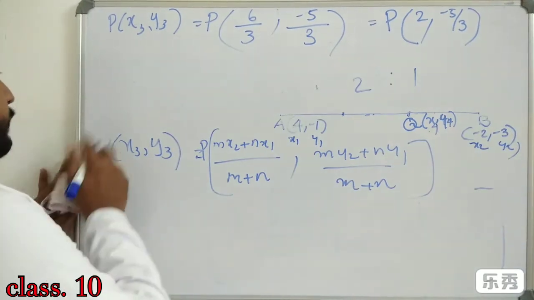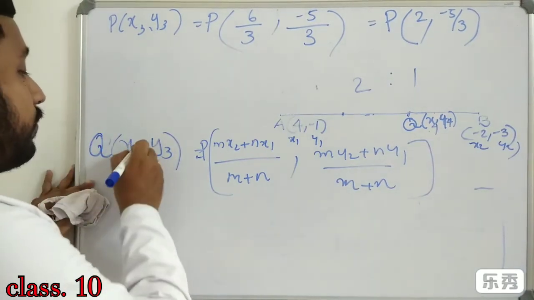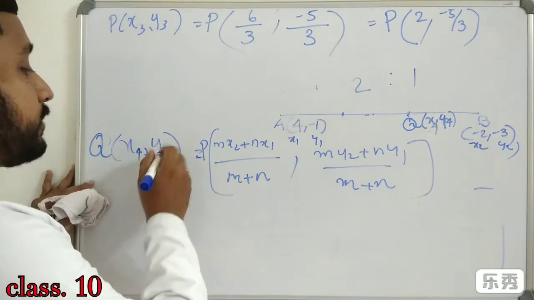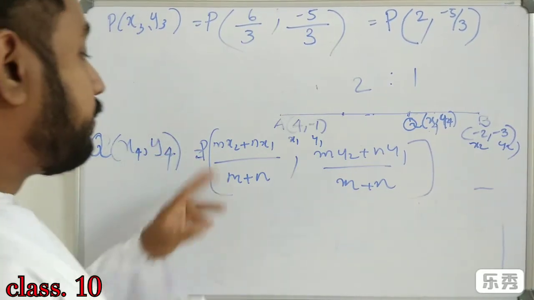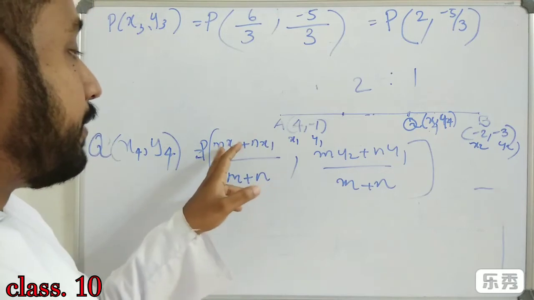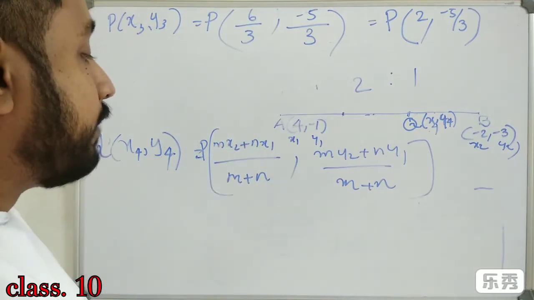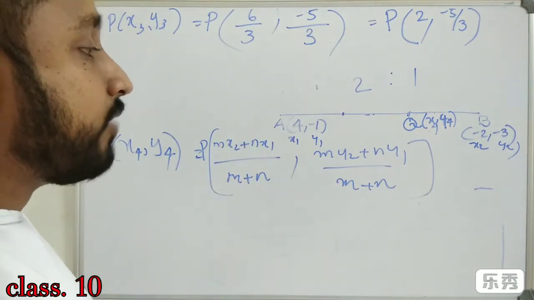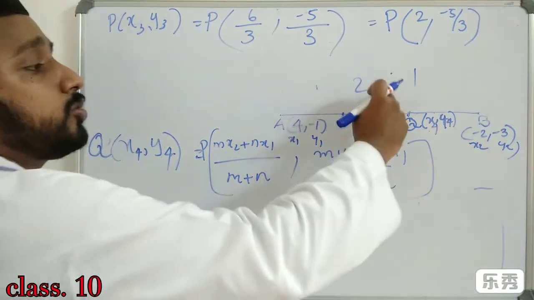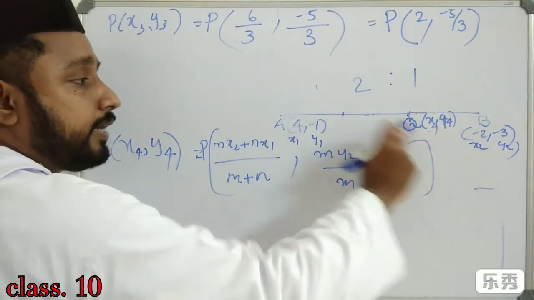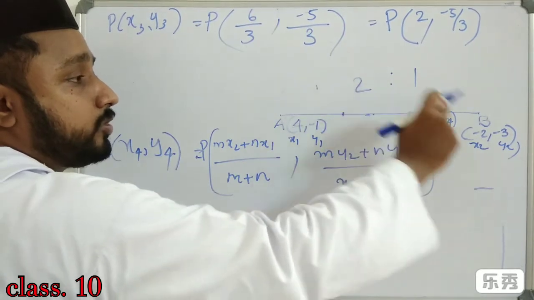So Q of x4, y4 is equal to our formula. The section formula is (mx2 plus nx1) by (m plus n), (my2 plus ny1) divided by (m plus n). Ratio 2:1. So point Q is here. Here 2 parts, therefore 2:1.